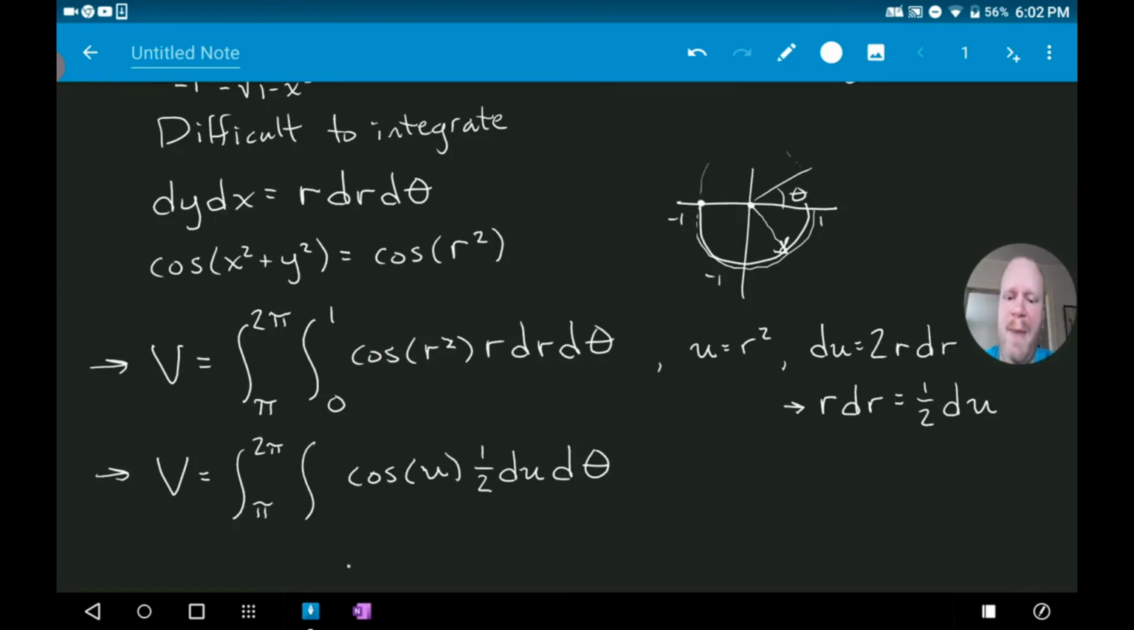I haven't written these bounds yet because I need to convert them to u values, since now this integral is associated with u, not r. But in this example, it does not make a difference. So u is equal to r squared. This is 0 squared and 1 squared, which is just 0 and 1.